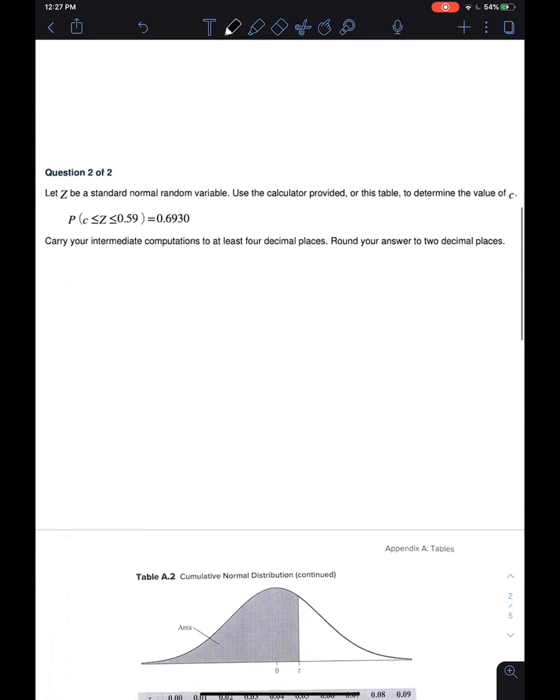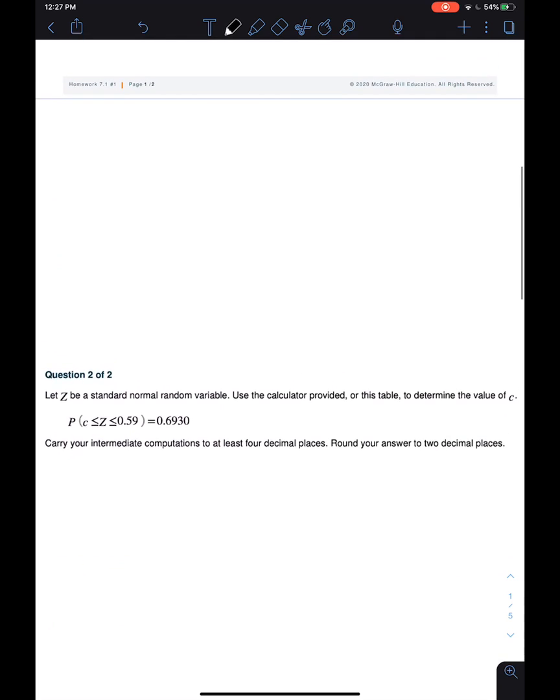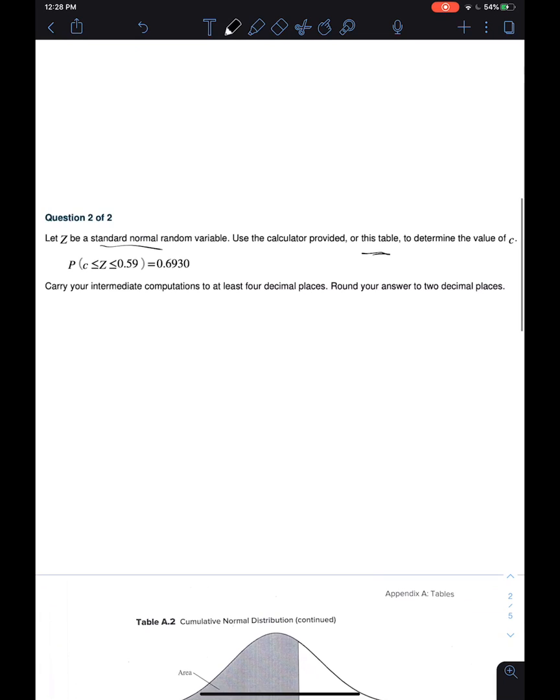Okay, let's see here now. What's the next question? It says, let Z be a standard normal random variable, right? So once again, get the standard normal curve, use a calculator provided or the table to find the value of C. Let's see if I can draw this picture. It's looking something like this. Right, we got our standard normal curve. Once again, since it's standard normal, that's 0.